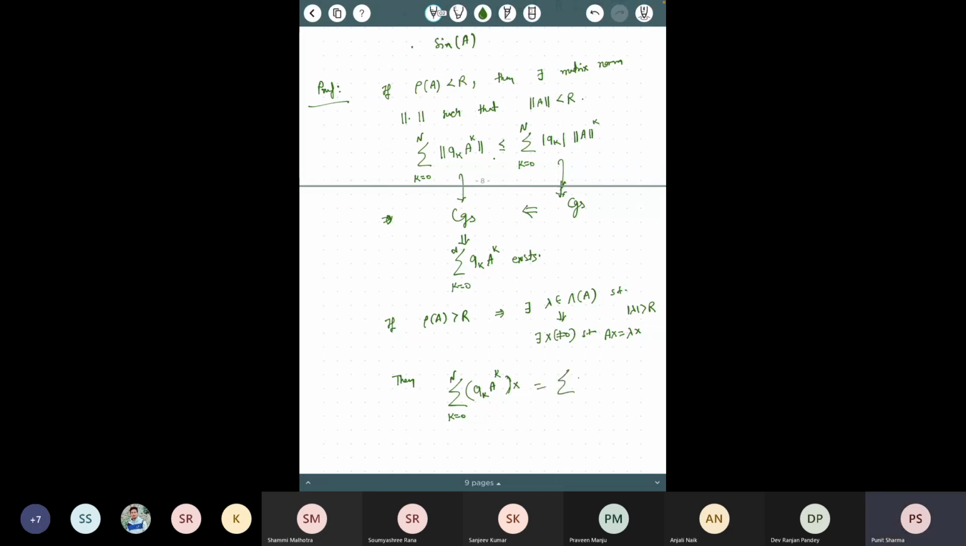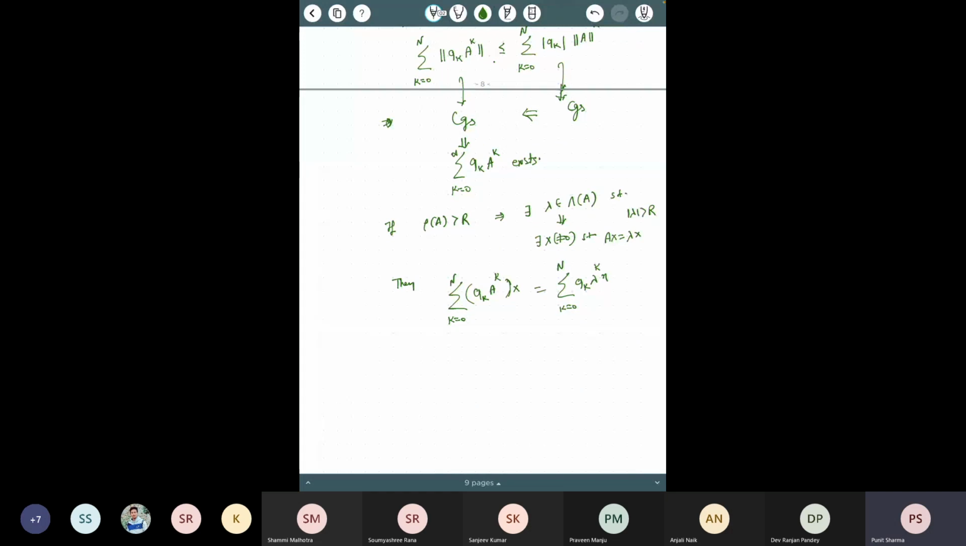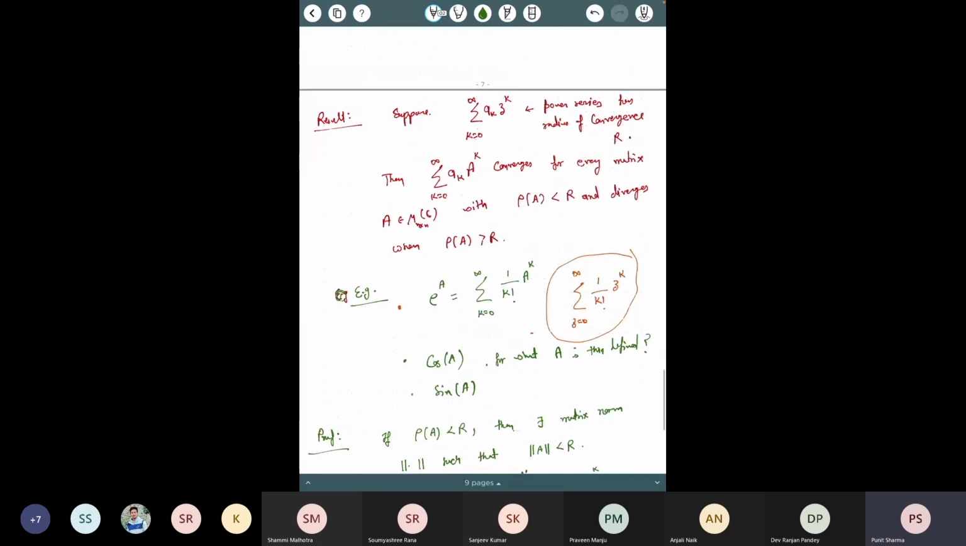is the summation of a_k lambda to the power k times x, k equal to 0 to n, for any natural number n, right? But now, this x is just a fixed vector, so I can write it in this way also. Since these two things are equal, and we know that this series is divergent, because of the given fact that for this series, this is the radius of convergence.